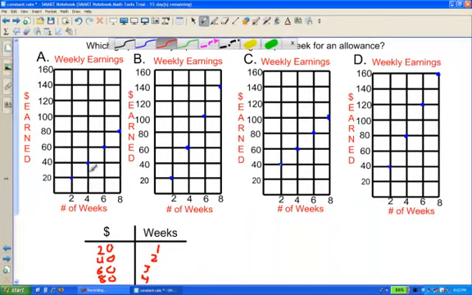This one right here says at 2 weeks we earn $20. Is that true? No, at 1 week we earn $20, so it can't be A. B also says the same thing. At 2 weeks we earn $20. That's not right. So we cross that out. C, this has to be it because at 2 weeks we earn $40. But let's just make sure here. At 3 weeks we should earn $60. There's no 3 here. Oh, what's this? At 4 weeks they have us earning $60.